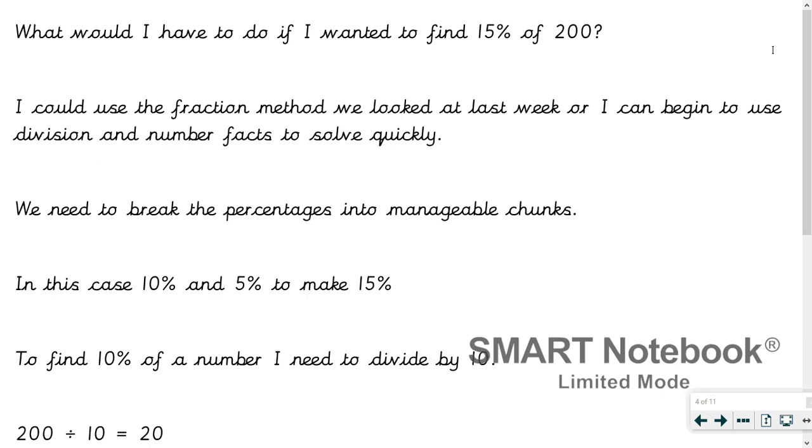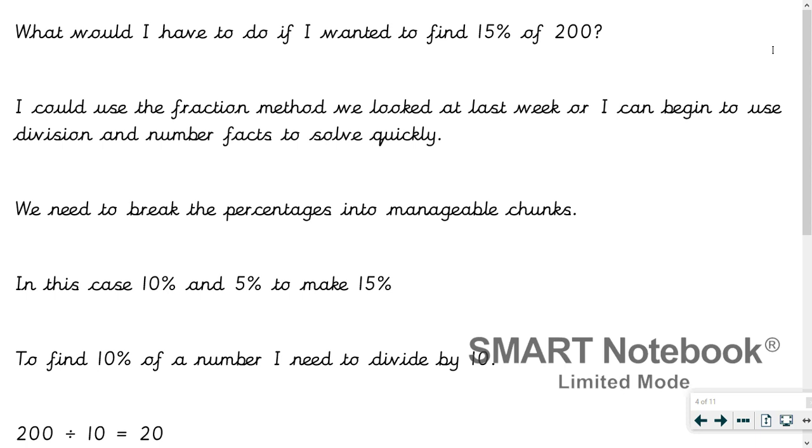So last week we looked at finding 50%, 25% or 10%, as those are the easier percentages to find. What happens if we want to find 15% or 17% or 73%? We need to use a slightly different method. We could use the fraction method we used last time, but there's actually a slightly easier way, I feel, that we're going to move on to now.